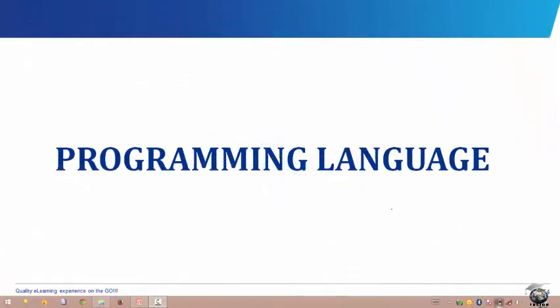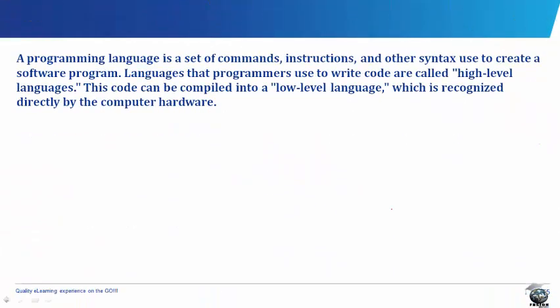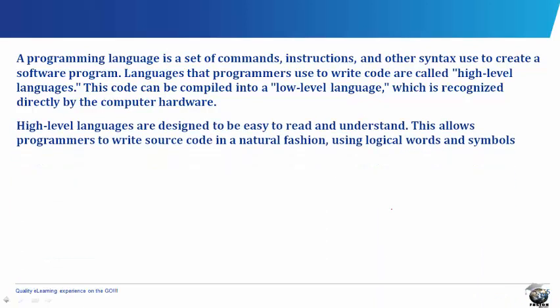Programming language. What is a programming language? This can be said to be a set of commands, instructions, and other syntax used to create a software program. Languages that programmers use to write code are called high-level languages. This code can then be compiled into a low-level language which is recognized directly by the computer hardware.